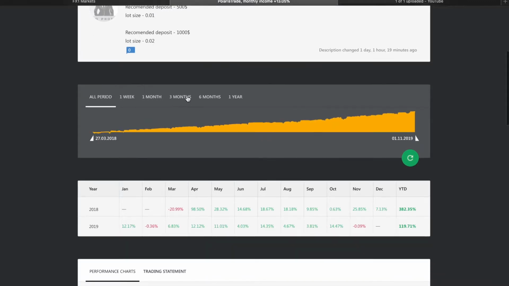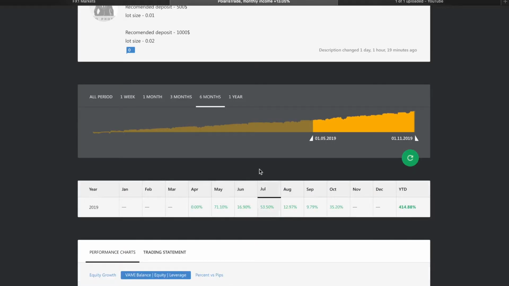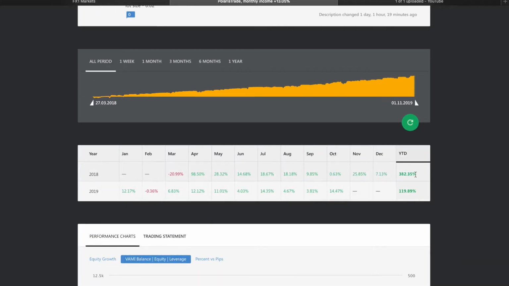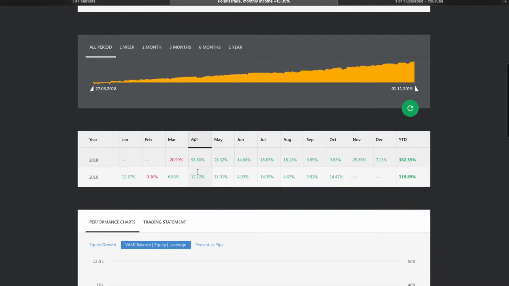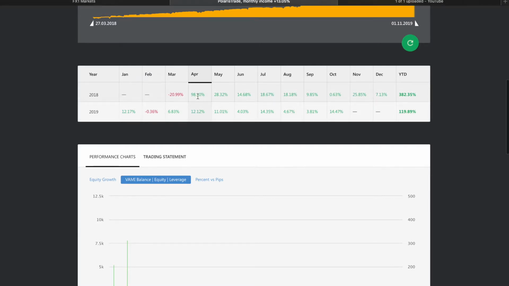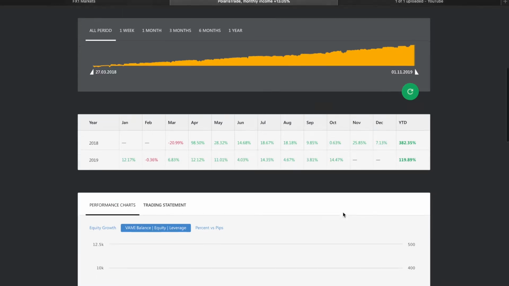We can check here 6 months of activity of this trader, or we can check all the period. Basically, 2018 was 382%, a good year for this trader. I think the month of April was actually a good month for him. This year, which is not finished yet, we have 2 more months. It has 119%, which I believe, if it goes the same path, will reach 150 to 160%.